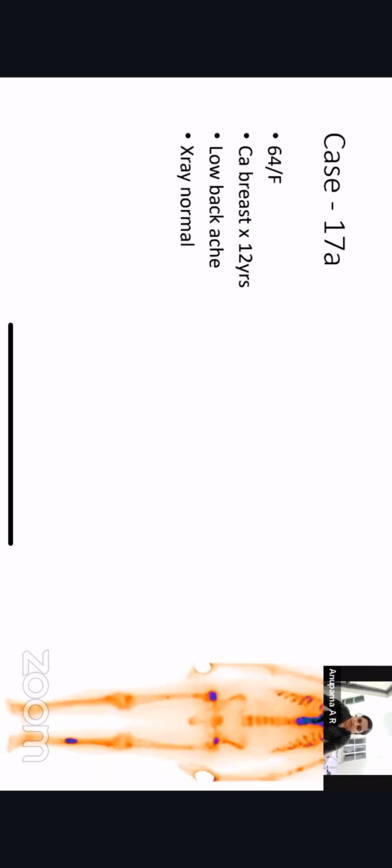Osteolytic metastasis. So does a technetium bone scan better detect an osteoblastic bony lesion or an osteolytic bony lesion? Osteoblastic. Very good. Excellent.